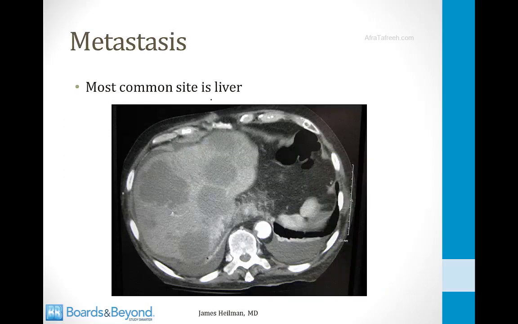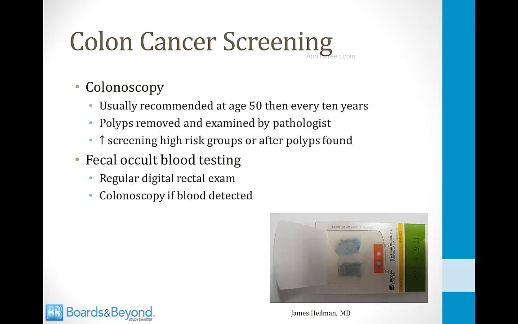The most common site of metastasis of colon cancer is to the liver. It will present with multiple spots of tumor on the liver, as is shown in this CAT scan on the screen. And we've touched on this before, but there are basically two methods of colon cancer screening. The first one is colonoscopy. It's usually recommended at age 50 and then every 10 years.